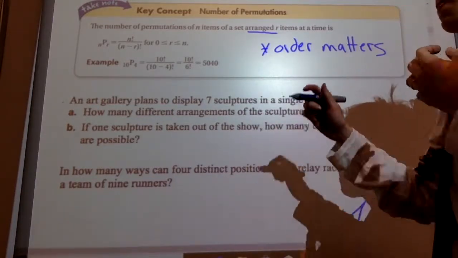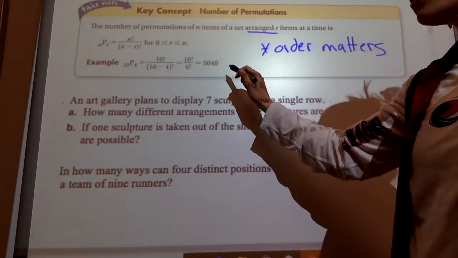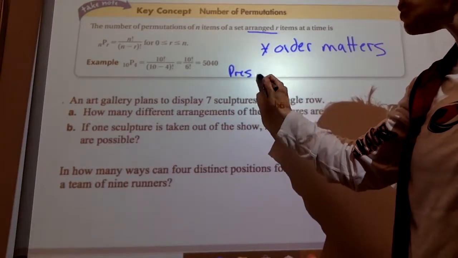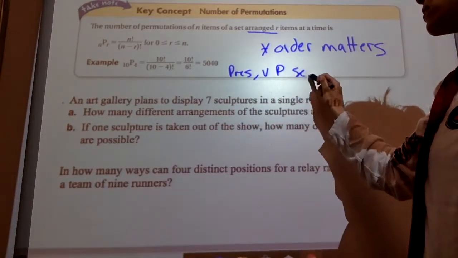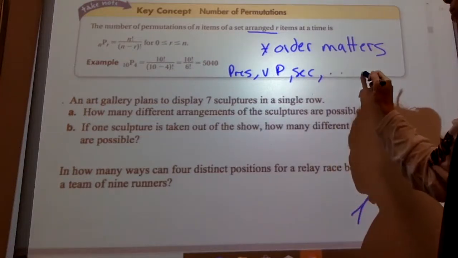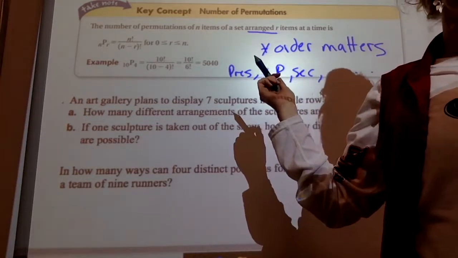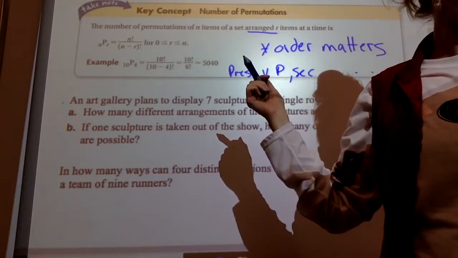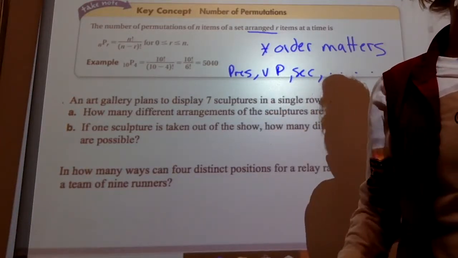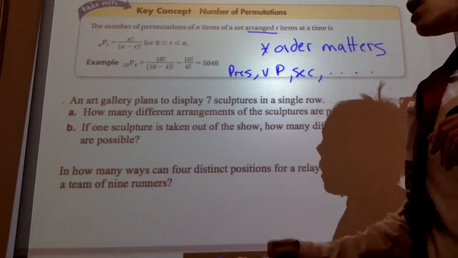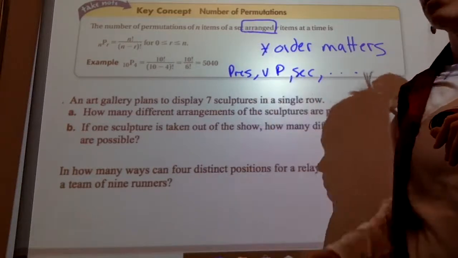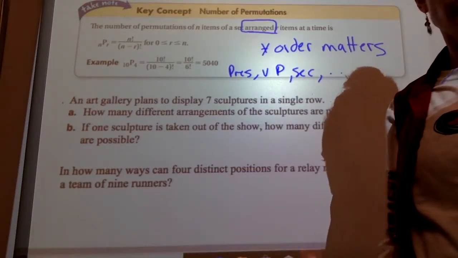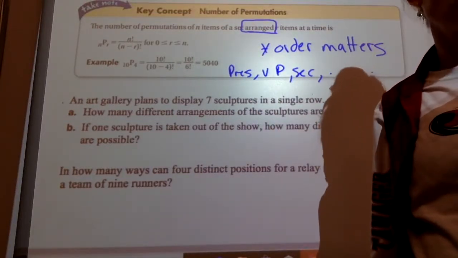Okay, permutation, order matters. So some examples, if you're ever talking about president, vice president, secretary, treasurer, order matters, right? It's a level of hierarchy. If you're talking about first, second, third place, that would be a permutation. Keyword would be arrange. If you ever see a problem that has the keyword arrange in it, it's a permutation.